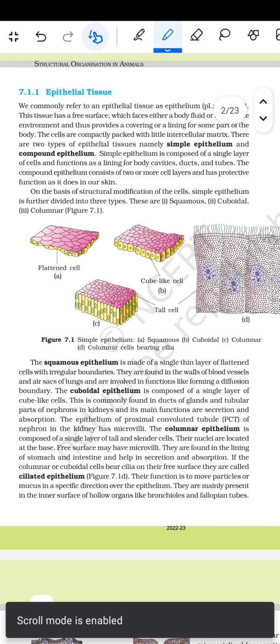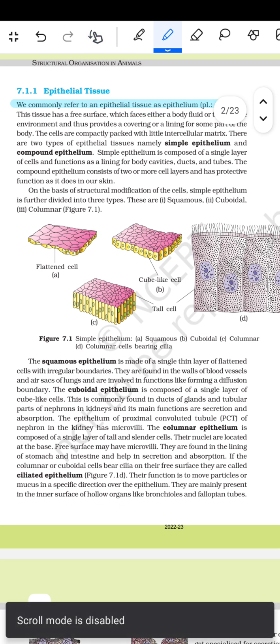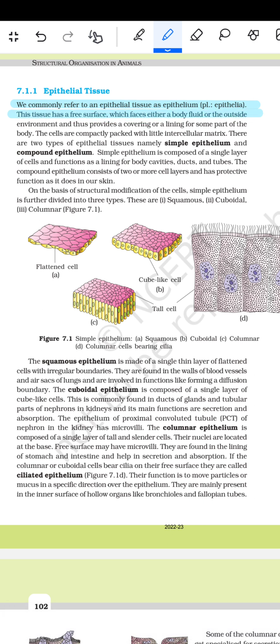Epithelial tissue. Then in this, it says that we commonly refer to the epithelial tissue as the epithelium, plural epithelia. This tissue has a free surface which faces either a body fluid or the outside environment and thus provides a covering or lining for some part of the body. The cells are compactly packed with little intercellular matrix. There are two types of epithelial tissue, mainly simple epithelium and compound epithelium.